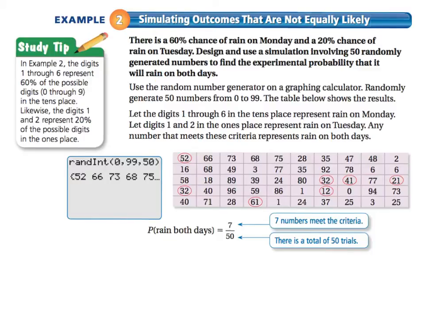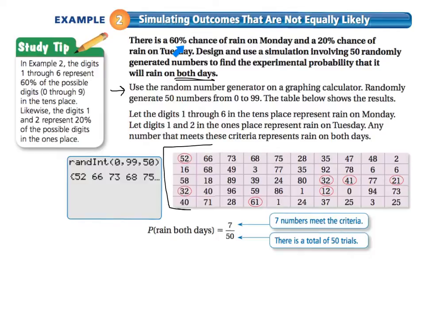So what we're going to do is use a random number generator on a graphing calculator, which I will show you how to do tomorrow. We're going to randomly generate 50 numbers from 0 to 99. The reason why we're only going from 0 to 99 is because of the probability of rain on both days. Each day represents a digit in the double-digit number. If we had 3 digits, that would be for 3 days. So that's why we go to 99. This table is all of the results the generator gives, which I'll show you how to get tomorrow.